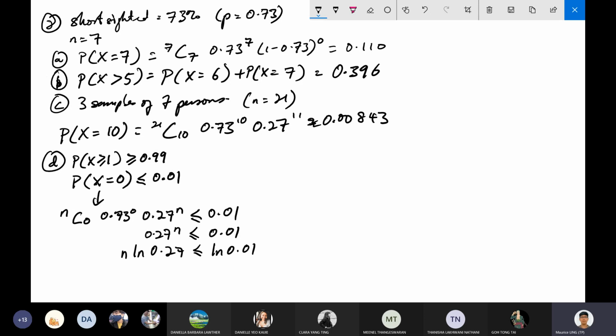Then you bring it over, you end up with n needing to be approximately 3.52. So minimum, you need 4 persons so that at least one is short-sighted.